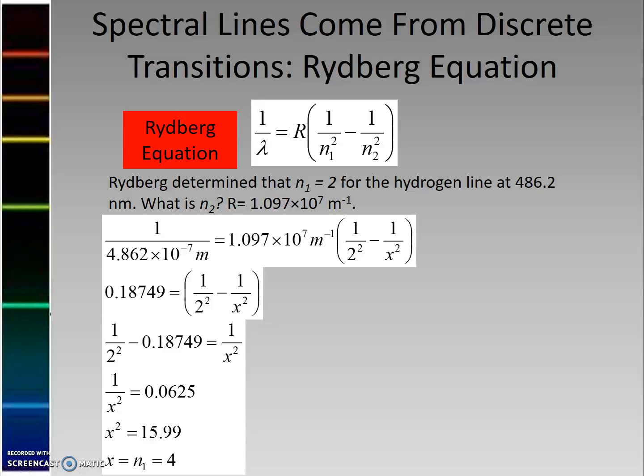And once I get through that math, I find out that this n2 value is equal to 4. And so I can solve for a missing wavelength as well.